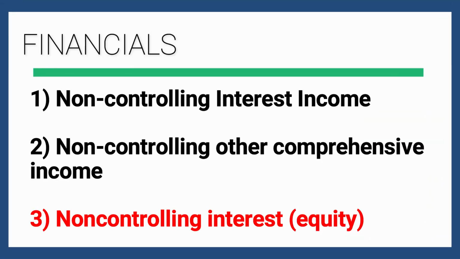You're going to back out the portion that the parent doesn't own of the subsidiary in other comprehensive income. And lastly, on the balance sheet, you're going to back out the equity, or the net assets, of the portion of the subsidiary that you don't own, and you're going to have this line item in the equity section of the consolidated balance sheet, of non-controlling interest.